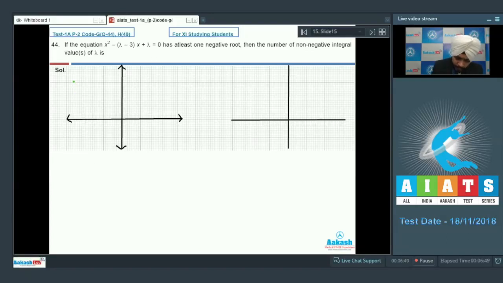So the first case, exactly one root is negative. There are two possibilities. This is the first possibility and this is the second possibility, where the second root is exactly 0 and one root is negative. For both the graphs, this condition holds. Over here, the second possibility is both roots are negative. So the graph has to look something like this.